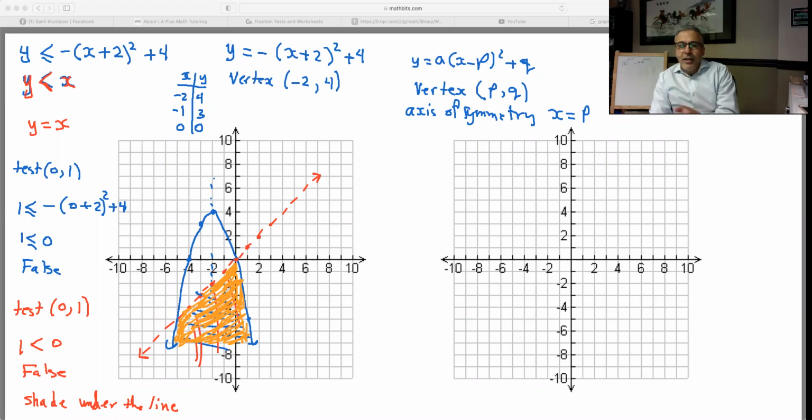So can anybody see a point in here that's easy? If it has a 0 in it, it's always good. So you know what? See 0 and -1 right here? 0 and -1. If I sub it into the first equation, I'll get -1 is less than or equal to -(0 plus 2) squared plus 4.